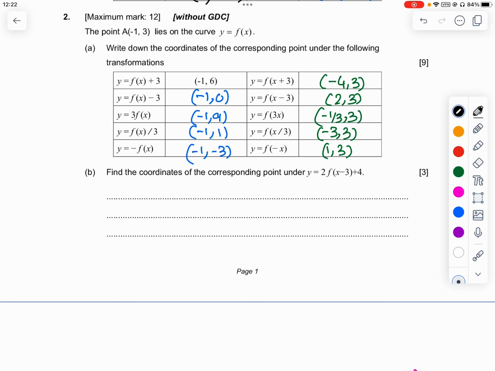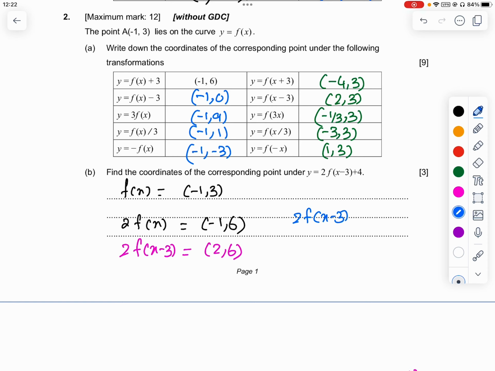For part B, write the coordinates by following the steps. The first step is f of x, which is negative 1 comma 3, then 2f of x, which is negative 1 comma 6, then 2f of x minus 3, which is 2 comma 6, and finally 2f of x minus 3 plus 4, which is going to be 2 comma 10. That's going to be the answer.